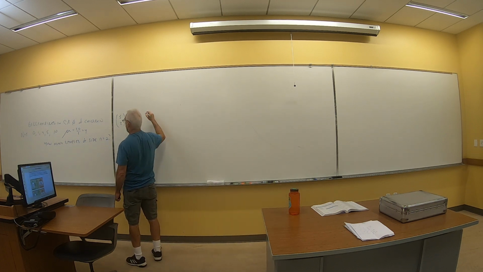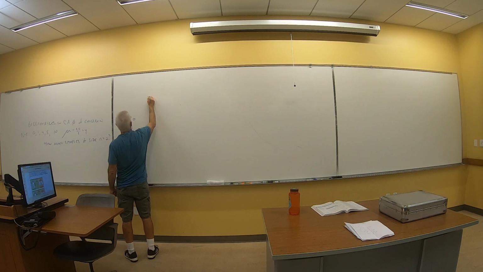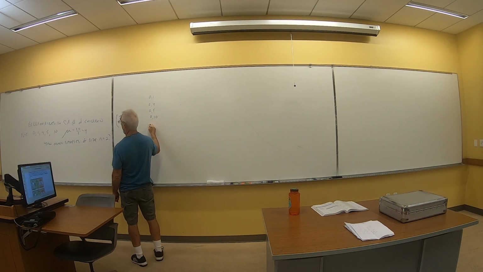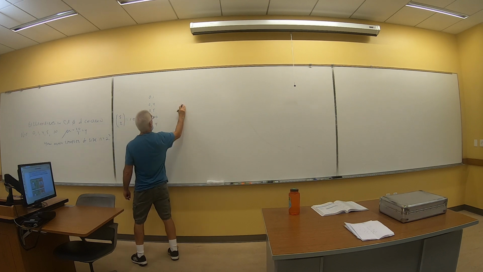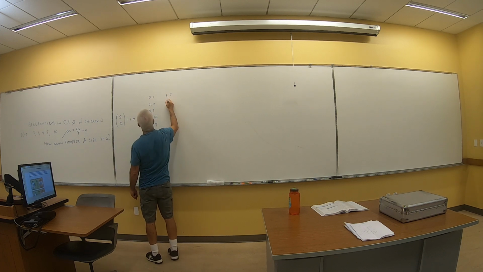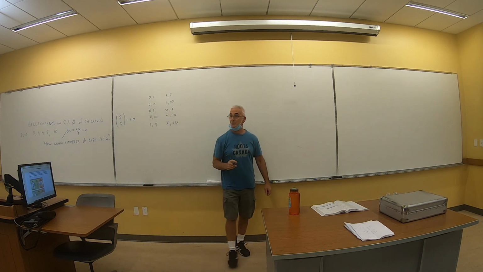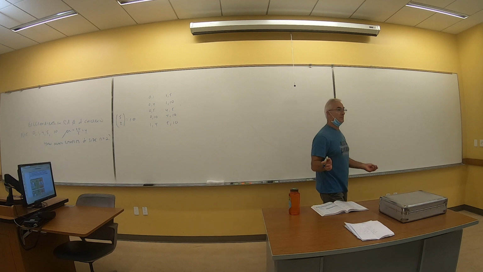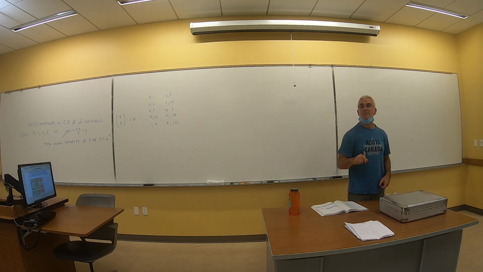So what would my possible samples be? I'll do them in order. I can have 0, 1. I can have 0, 4. I can have 0, 5. I can have 0 and 10. What else can I have? I can have 1 and 4. I can have 1 and 5. I can have 1 and 10. I can have 4 and 5. I can have 4 and 10. And finally, I can have 5 and 10. Everybody see that? Those would be my 10 possible samples of size 2, because you just said order didn't matter.